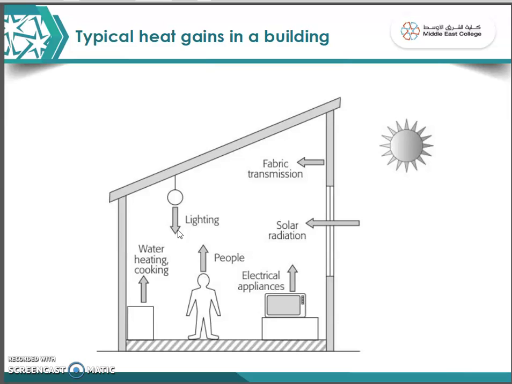You can see here the external temperature is because of the sun, the daytime and the solar radiation. It can enter through the doors and windows or any ventilators. But there is also a chance of producing heat inside buildings. Inside heat can be produced through fabric transmission, lighting, because lights also release some heat, water heating, cooking, people around us and electrical appliances. All these are the reasons for typical heat gains in a building.